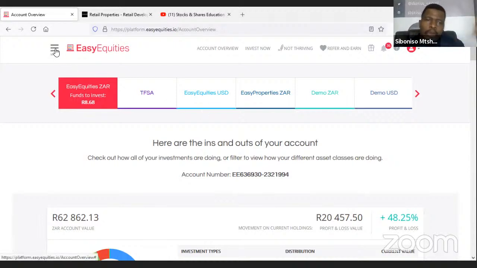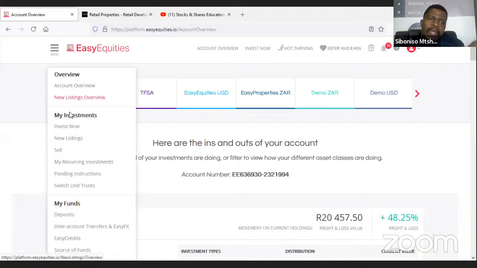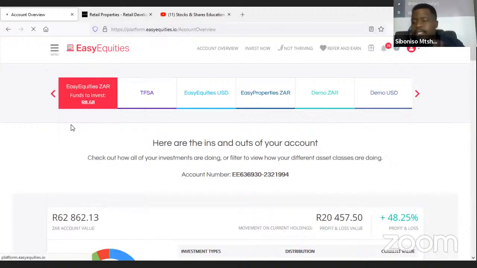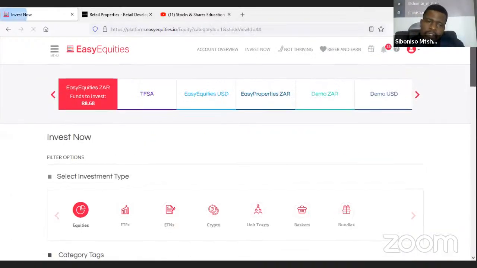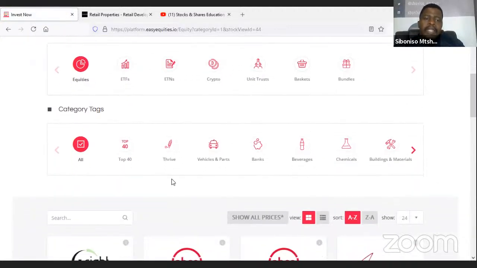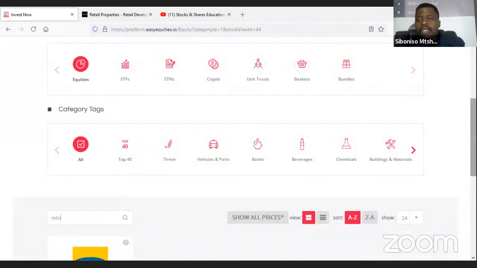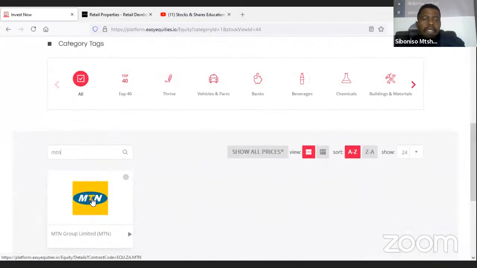All right, when you go back again to the menu, under my investment you can see invest now, and then you click invest now. After clicking invest now, you scroll down a little bit, and there's a search button that you can use to search for any company that you want to see. For instance, let me do MTN. All right, and there's MTN. So I can see MTN after searching for it.